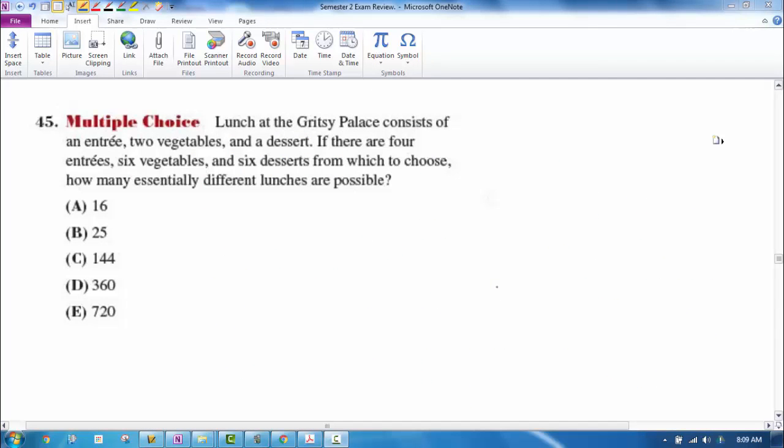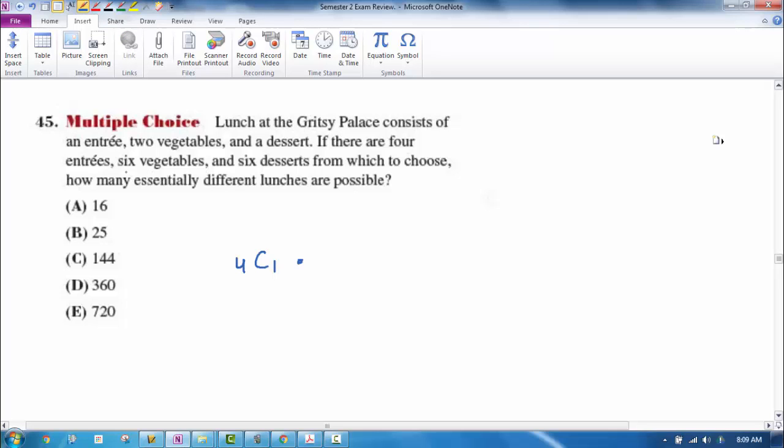Okay, I'm going to jump back into a couple problems that I've skipped. This one's from chapter 9. This one says that lunch consists of an entree, 2 vegetables, and a dessert. And it says there are 4 entrees. So we're going to choose 1 entree from 4. So what we need to do is 4C1 here. That takes care of the entrees.